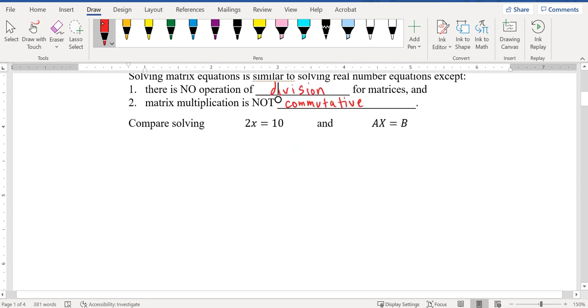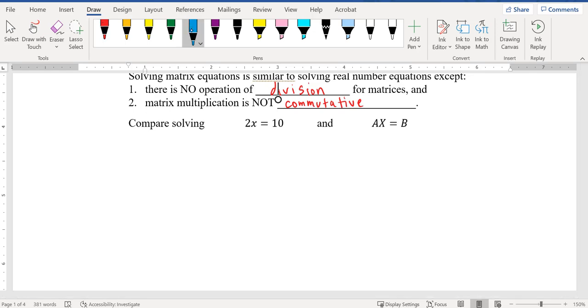Okay, so let's go look at the ways we solve the numerical equation 2x equals 10. If we wanted to solve 2x equals 10, first thing we would do is divide both sides by 2. And then we would see that 2 over 2 is 1, so we would be left with x equals 10 divided by 2 is 5.